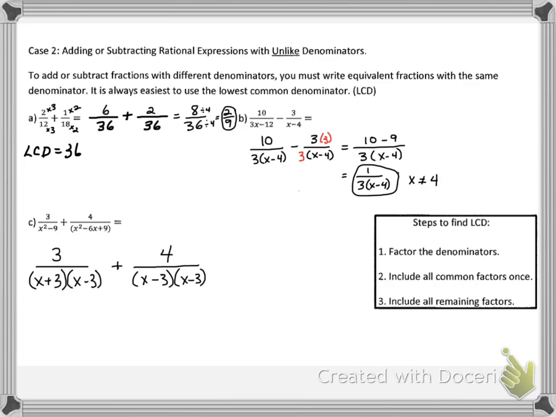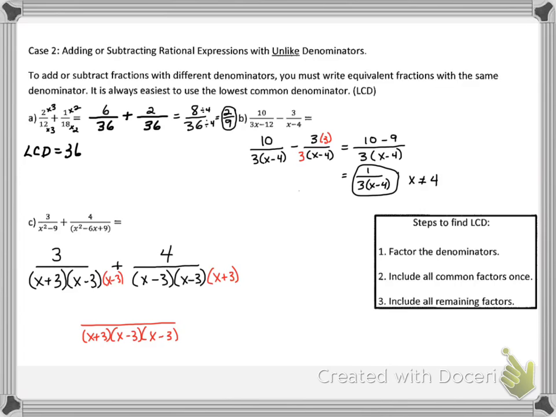Now, to make them the same, I'd have to add another x minus 3 to the bottom of the first one, and I'd have to add an x plus 3 to the bottom of the second one. Now I can say my common denominator is going to be (x minus 3)(x plus 3)(x minus 3).